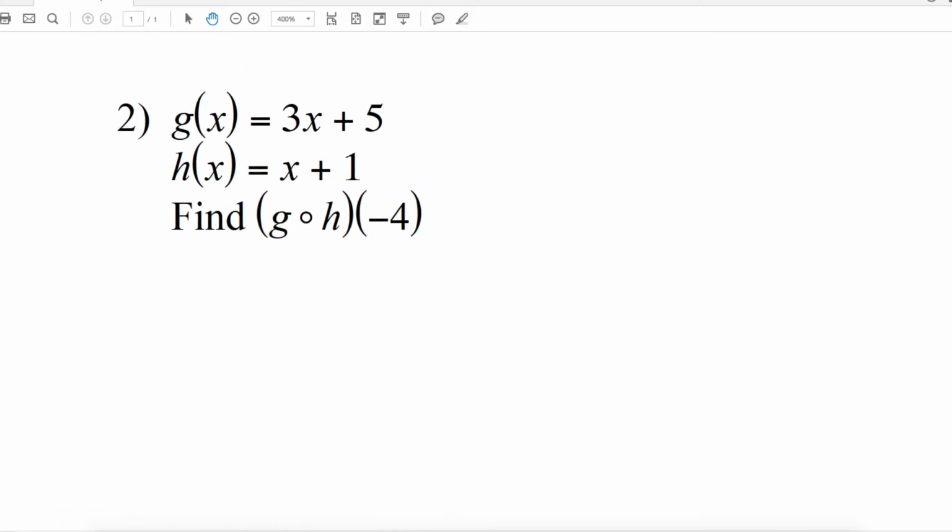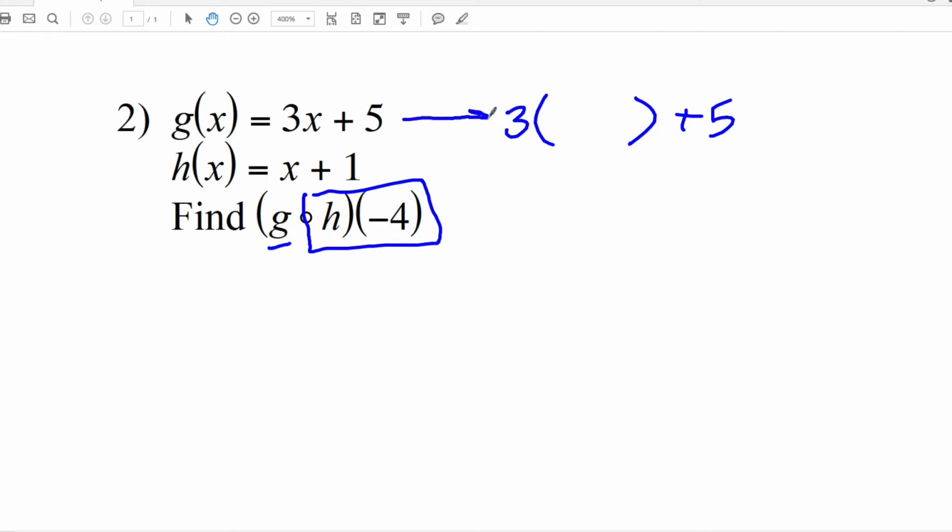Another example. In this one, we're plugging h of negative 4 into the g function. So I'm just going to rewrite the g function, 3x plus 5. All I'm doing is changing that and putting parentheses where the x was, right here. What goes inside the parentheses? Well, the parentheses are right there.